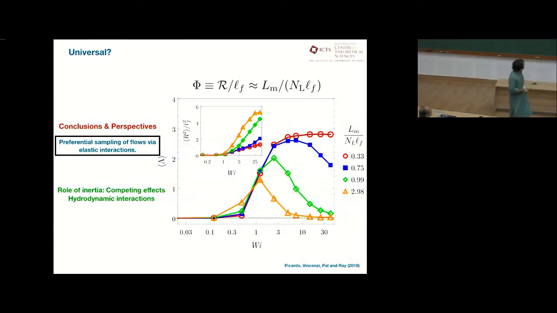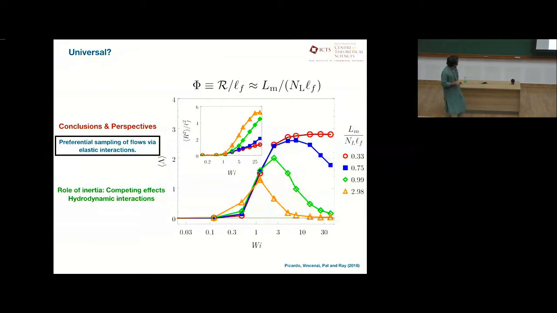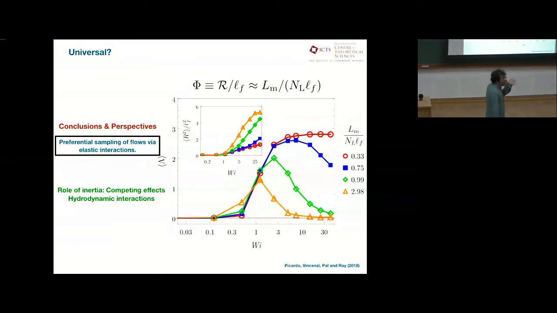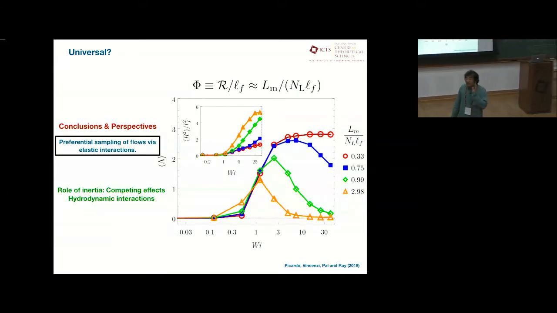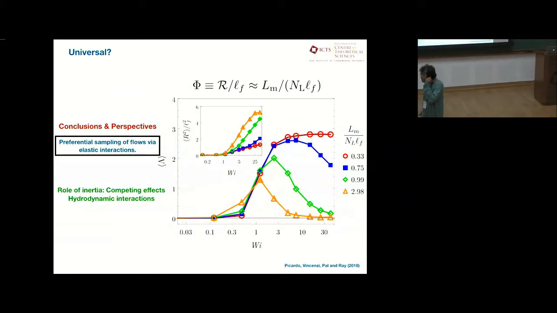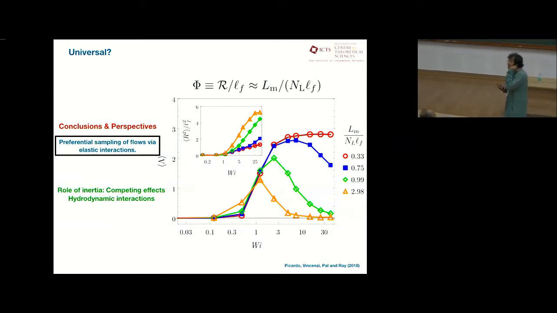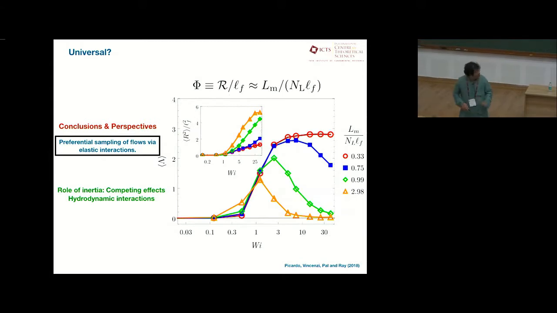Okay. So this sort of brings us to the conclusion, and this is the party line that we are adopting for the moment: preferential sampling of flow via elastic interaction is something new, something which was not seen in the past, because all people thought in turbulence the only way you can preferentially sample a flow was through inertia.